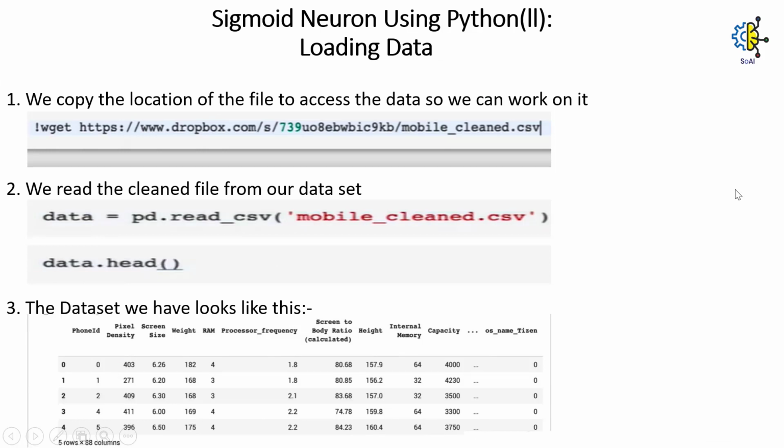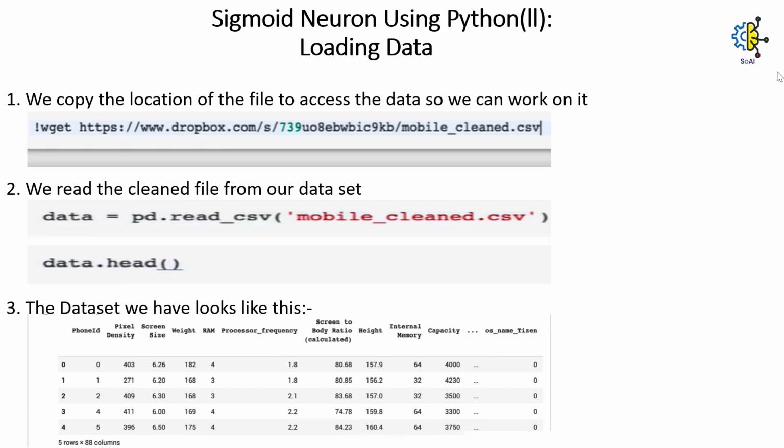Sigmoid neuron using Python. This is loading the data. We copy the location of the file to access the data so we can move on. This is the location of the file so that we can access the data. And the second line is where we read the cleaned file from our dataset. Here, data is equal to pd.read_csv. This is the inbuilt function, and pd is mentioned in the previous slides.